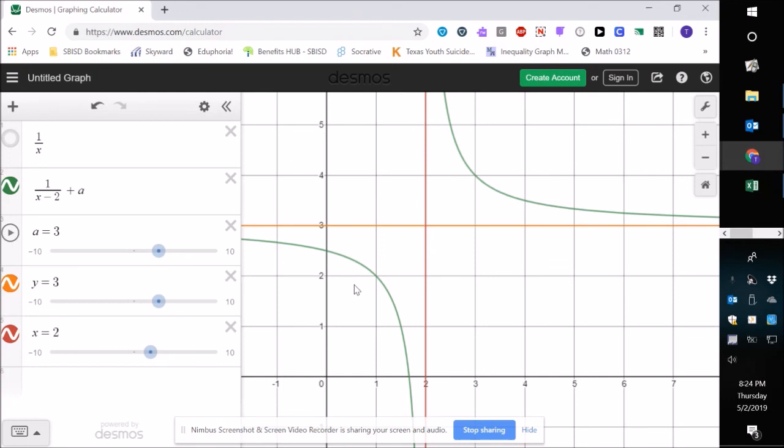So we covered identifying transformation and identifying domain and range. I'm going to do some examples when given an equation to identify vertical and horizontal asymptotes, x-intercept, y-intercepts, transformations, and domain and range. Then we're going to use the information to make our graph.